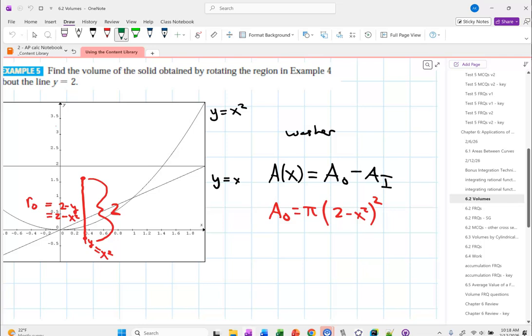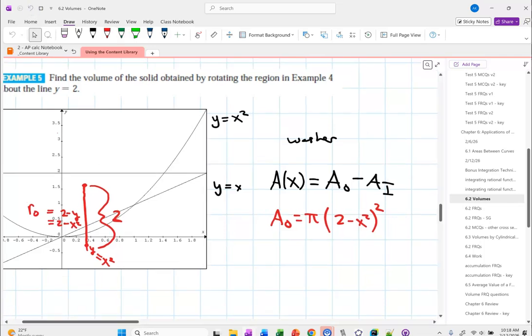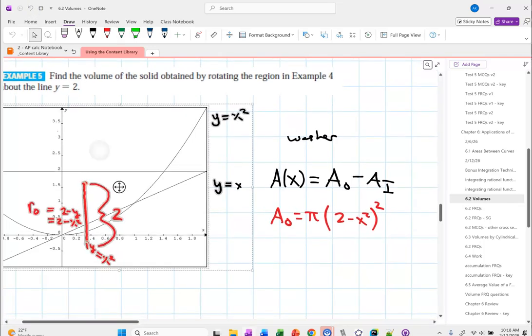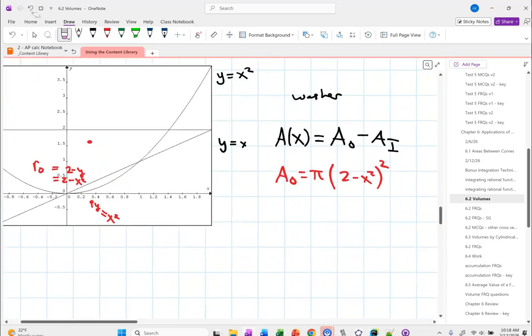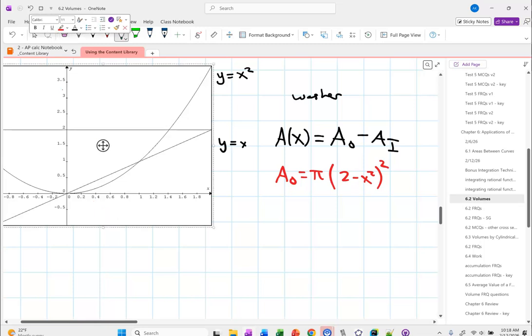All right. Now we need a... okay. I don't know what's going on. All right, I'm erasing all this stuff now because we now need our R inner, right?